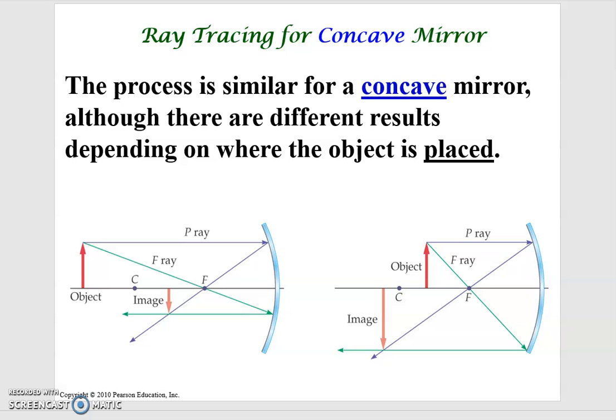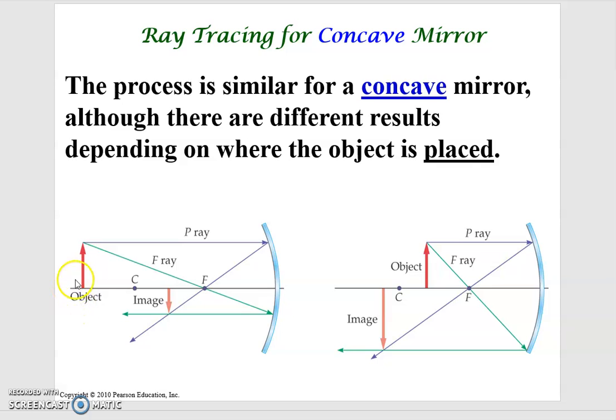Now for a concave mirror, if you have an object here, the situation will be more complicated, but the principle will still be the same. Let's still try to use the ray approach. So we use the P ray and F ray and the C ray to draw the image.